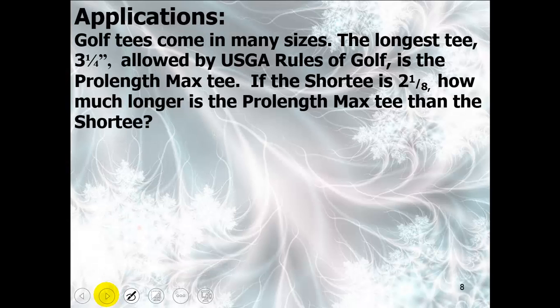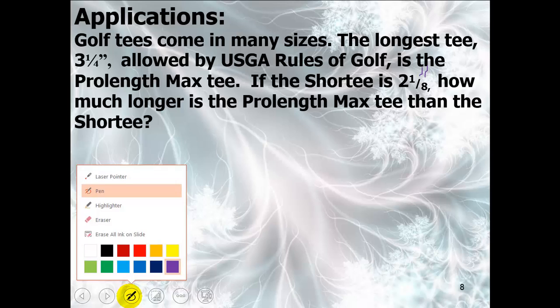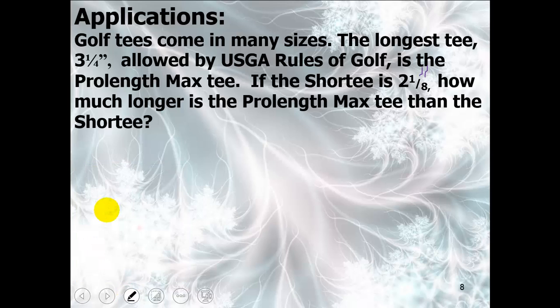And here are some of those applications. Okay, let's read them first, and then we'll try and figure out key phrases to help us realize what to do. Golf tees come in many sizes. The longest tee is 3¼ inches, and that is allowed by the USGA rules of golf, is called the Pro Length Max Tee. If another club called the short tee is 2 1/8 inches long, how much longer is the Pro Length Tee than the short tee?